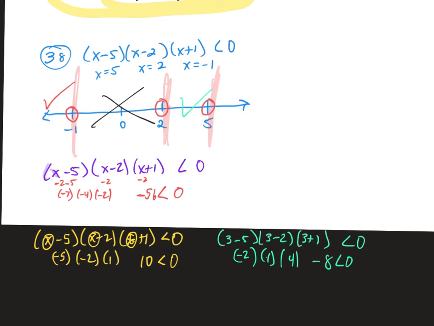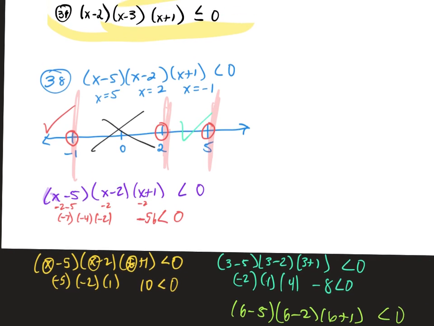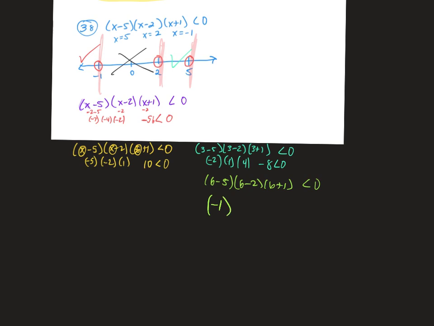And now pick something bigger than 5. 6. Okay, 6. So we'll plug in 6: 6 minus 5, 6 minus 2, 6 plus 1. Is all that less than 0? Sorry, 6 minus 5 is 1. Then I have +4, and 6 plus 1 is 7. So 1 times 4 is 4, times 7 is 28. Is that less than 0?